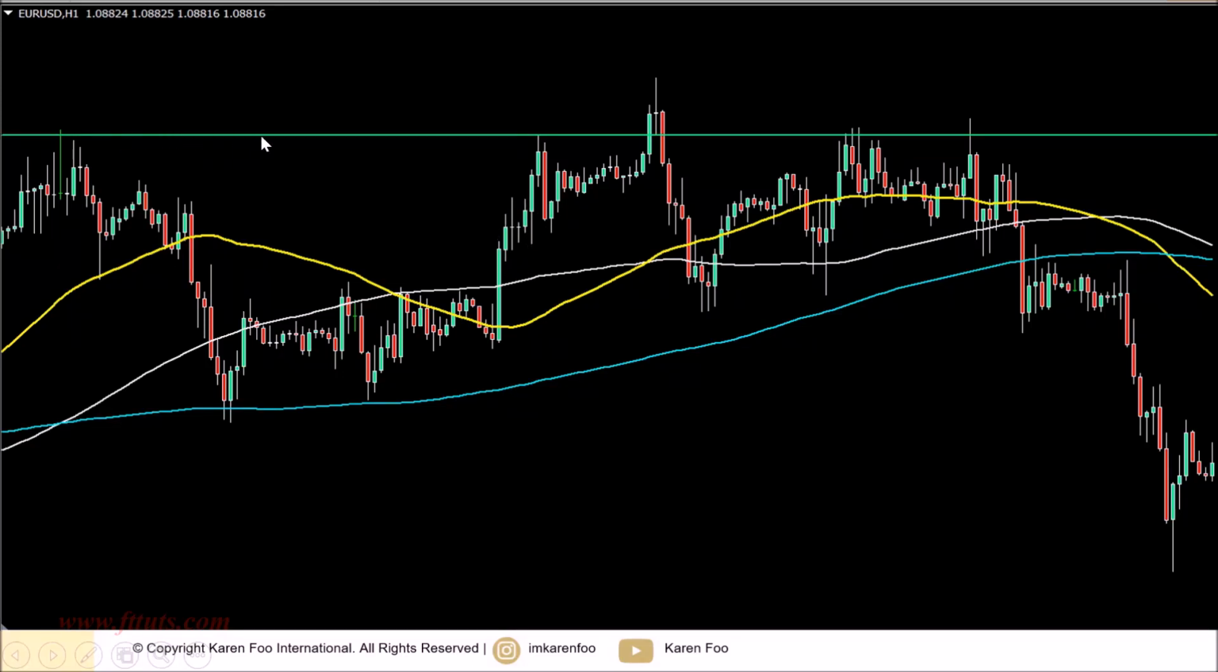You can see this resistance I drew based on this point. And then all of a sudden there's a breakout. Should you trade this breakout? Now you can see that when the price broke this resistance, it's a doji, which tells you that the price is going to U-turn.